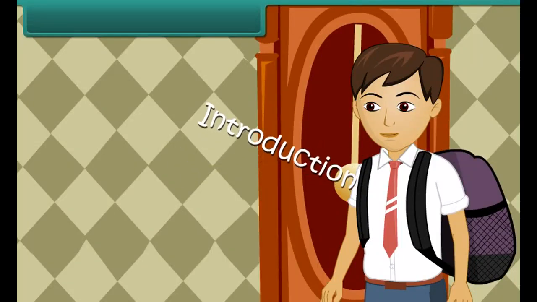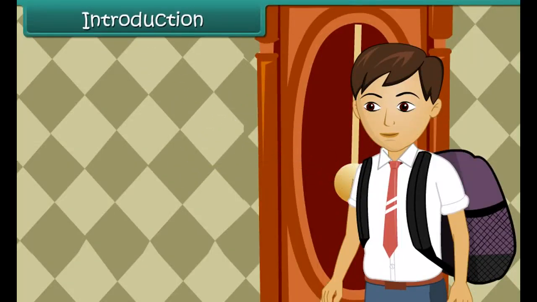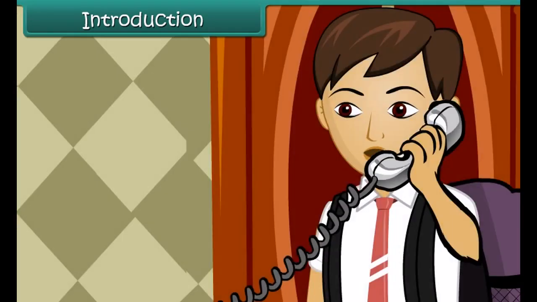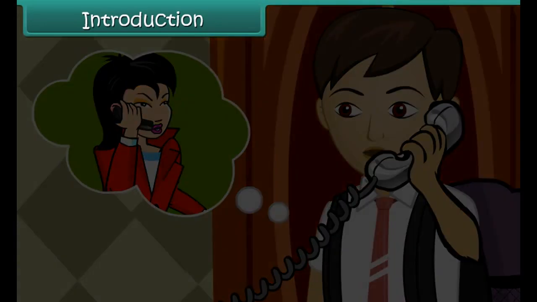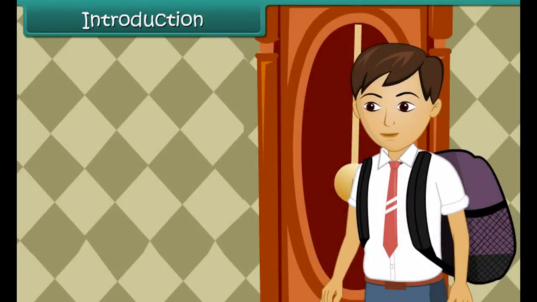Introduction. Sumit has scored full marks in his mathematics test. He wants to inform his parents right away. He calls his mother at her office as soon as he comes home. Then he decides to call his father.